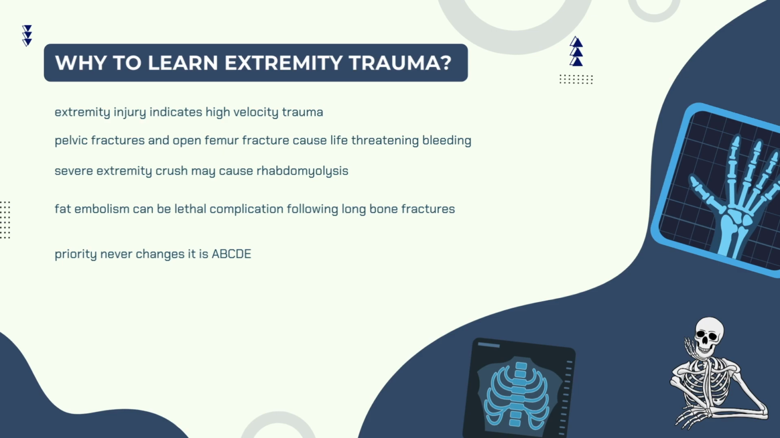And priority never changes from ABCDE. ATLS always follows airway, breathing, circulation, disability, and exposure. Even though there is an extremity trauma, we should see the ABCDE first. Then we need to look at the secondary survey and treat the fractures eventually.